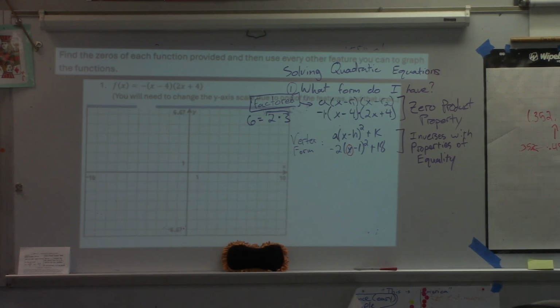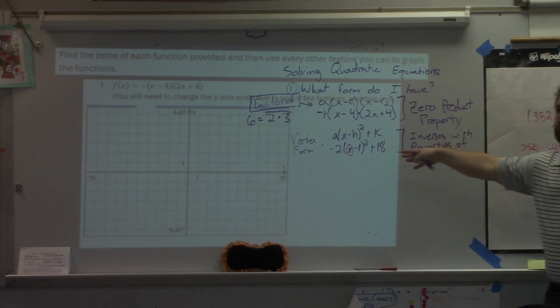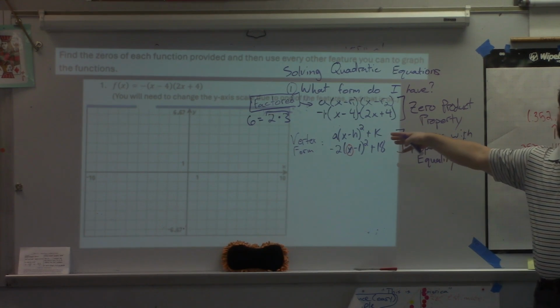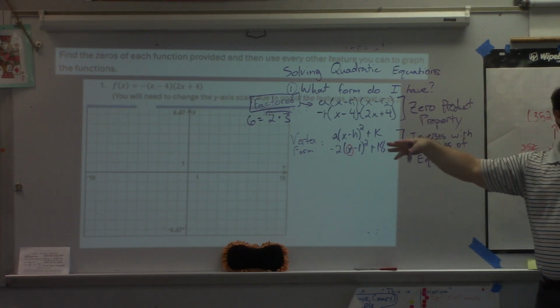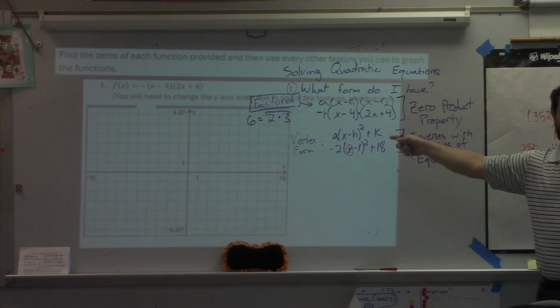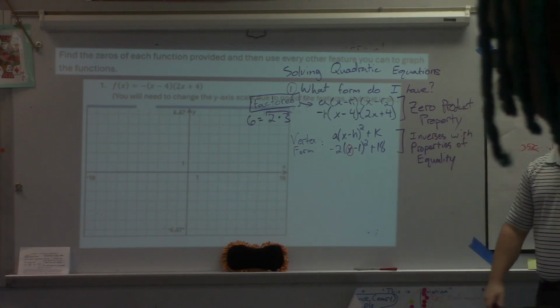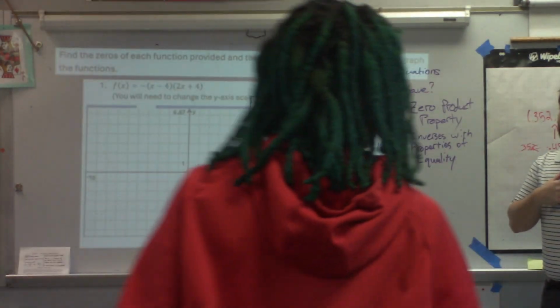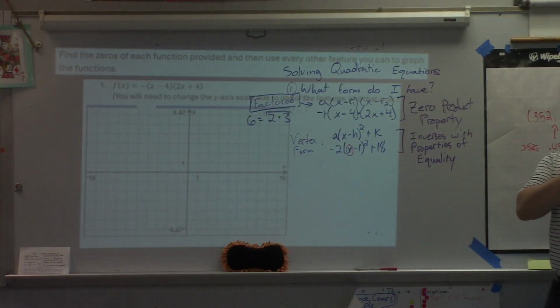Inverses with properties of equality. Zai, if you want to come up here, it's printing. And so, if I see my variable how many times? Once. You can do it at other points, but if I only see my variable once, that's a guarantee, hey, I want to use inverses with properties of equality. That's something I might write down under the solving quadratics in vertex form.